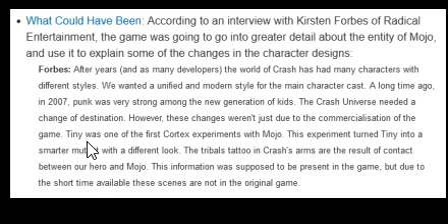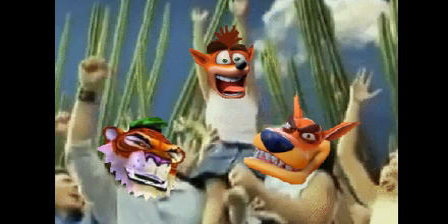It says, Tiny was one of the first Cortex experiments with Mojo. This experiment turned Tiny into a smarter mutant with a different look. So Tiny was already the Tasmanian Tiger Tiny. And then, prior to the events of Crash of the Titans, Cortex experimented on Tiny with the Mojo mutation, and he became a Titan. And as many of you know, most Titans are hybrid animals.